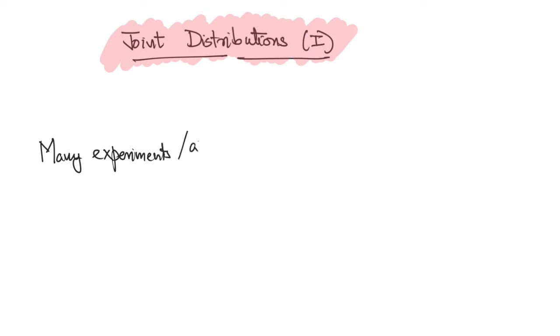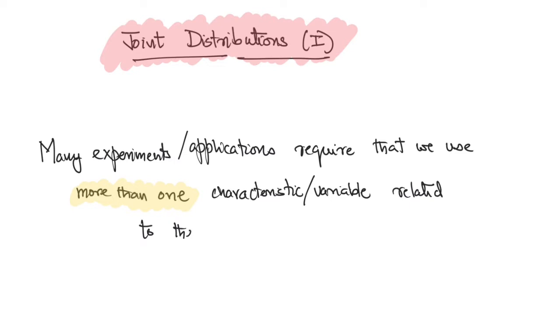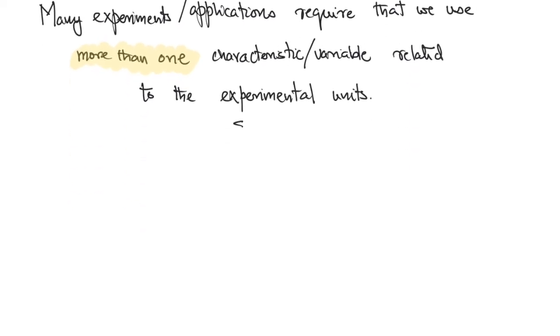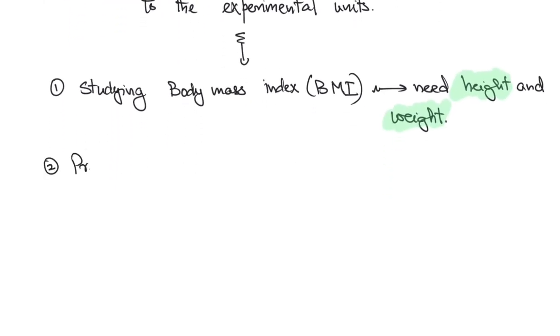Many experiments or applications require that we use more than one characteristic or variable related to the experimental units that are involved with the experiment. For example, if we are studying the body mass index of a certain population, we would need to work with at least two random variables, the height and the weight. And each of these random variables is measured in different units.